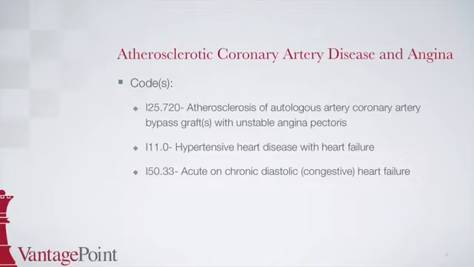When you confirm this code in the tabular, there is a note which states, use additional code to identify type of heart failure from category I50. Therefore, the third code would be I50.33, acute on chronic diastolic congestive heart failure, which can be found by either turning to category I50 in the tabular and locating the appropriate code, or the code can also be located in the alphabetic index by starting at failure and then locating heart.